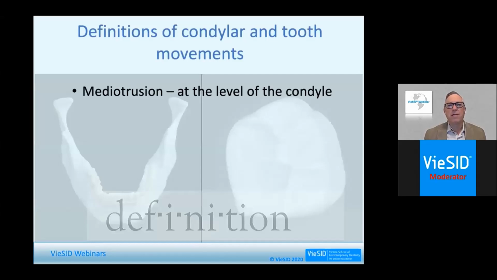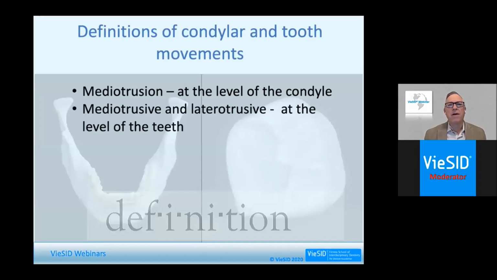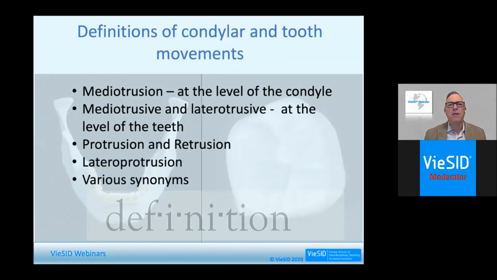Mediotrusion at the level of the condyle. Mediotrusive and laterotrusive at the level of the teeth. Protrusion and its reciprocal retrusion, lateral protrusion, and we'll study various synonyms for each.